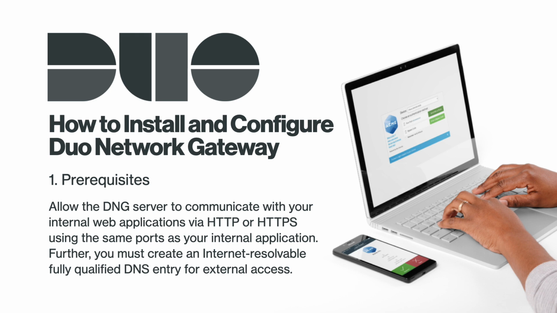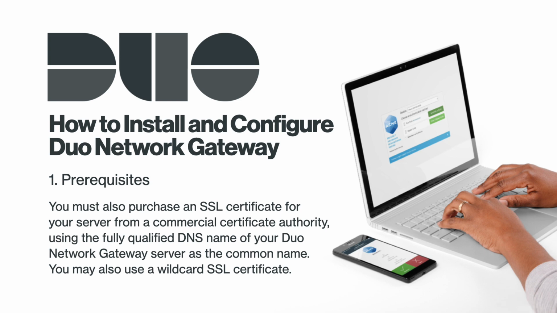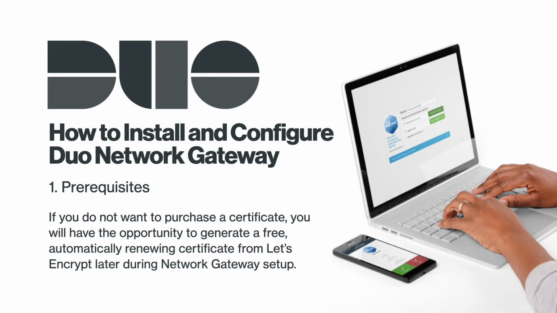Further, you must create an Internet Resolvable Fully Qualified DNS entry for external access. You must also purchase an SSL certificate for your server from a commercial certificate authority, using the fully qualified DNS name of your Duo Network Gateway server as the common name. You may also use a wildcard SSL certificate. If you do not want to purchase a certificate, you will have the opportunity to generate a free, automatically renewing certificate from Let's Encrypt later in this network gateway setup.